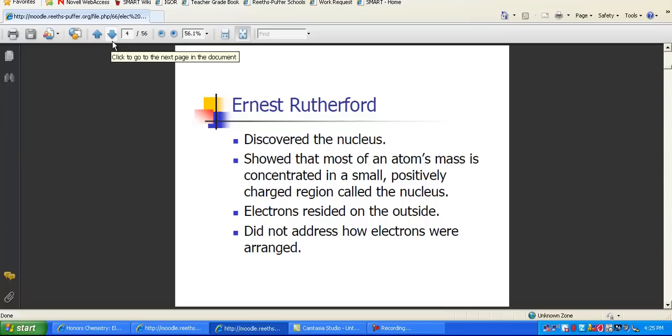We knew the electrons resided outside. We had this positive core and a negative region outside. He did not understand how the electrons were arranged, but he decided it didn't look like a chocolate chip cookie where they were just randomly dispersed throughout the positive region. But he placed the positive region in the center and placed the negative electrons around it.